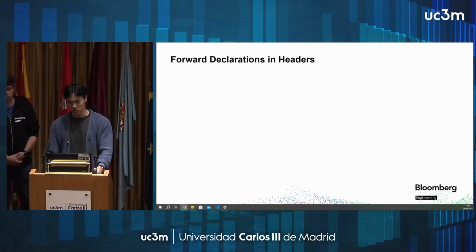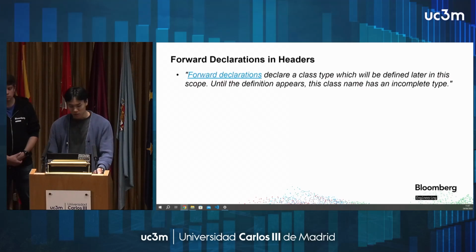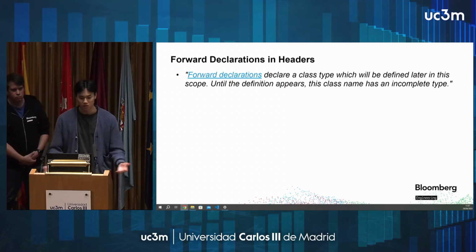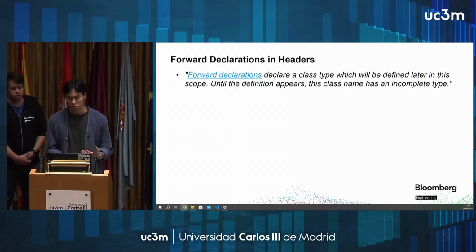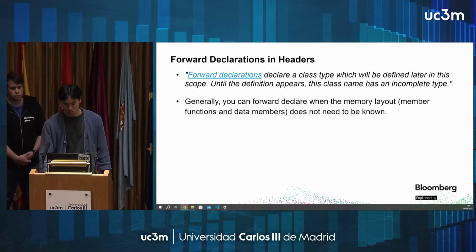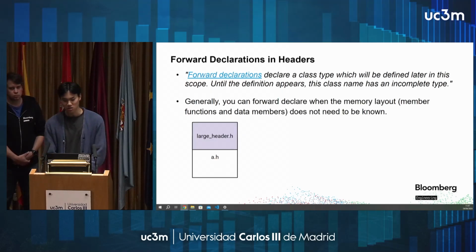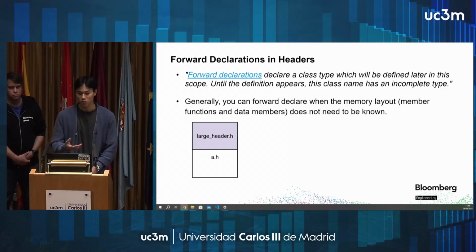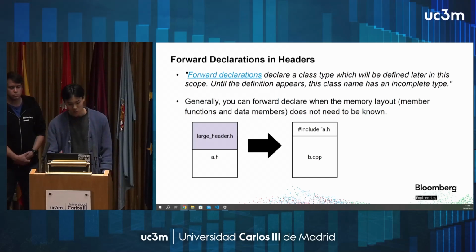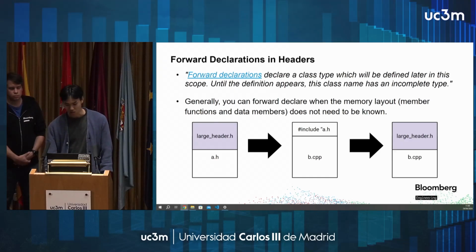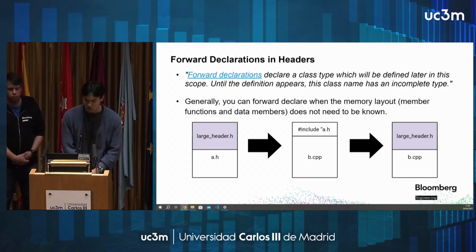So forward declarations and headers. Forward declaration is a strategy where you declare a class type that will be defined later in the scope, and until the definition appears, this class name has an incomplete type, but classes can still refer to each other. So when you have a header that you own, such as a.h, and you include another large header within that, when you have another CPP file, such as b.cpp, that includes a.h, the preprocessor will actually insert the large header contents into the source, as Andrew mentioned in the compilation process.